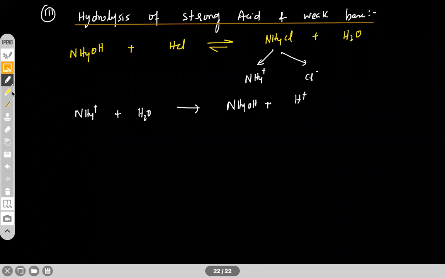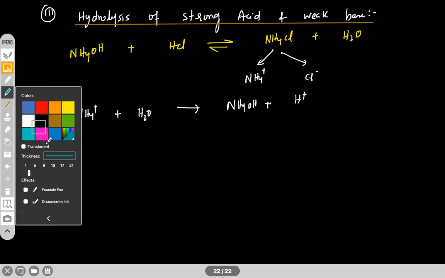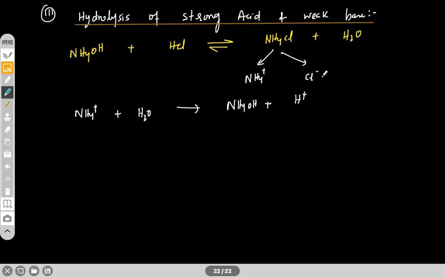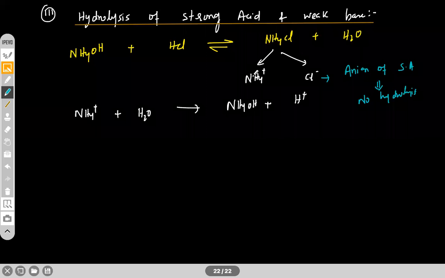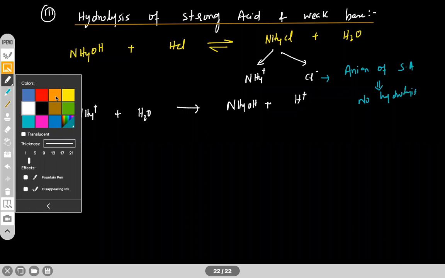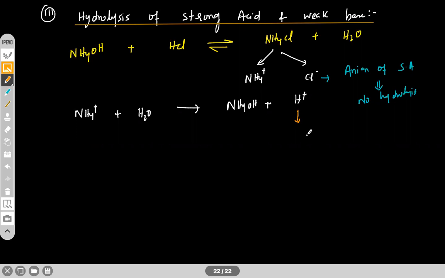Okay. Cl minus won't go under hydrolysis because it is the anion of a strong acid. Hence, no hydrolysis. Correct? So hydrolysis of only this ion, NH4 plus, is possible. We are getting H plus here, so the solution is acidic in nature. And when it is acidic, its pH value should be less than 7.